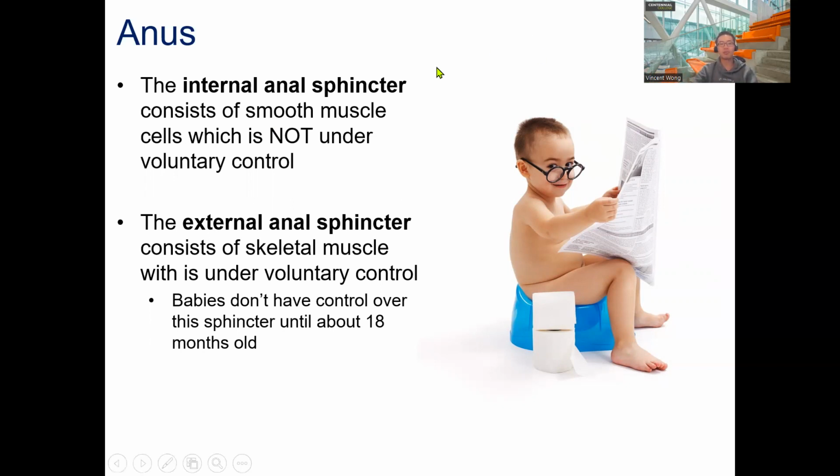They have no control over the external anal sphincter. And they actually don't have control over it until about 18 months old, a year and a half. The descending pathway, you remember we learned about that, is not fully formed yet. The myelination has not completed. So even if they wanted to send a signal to say hold it, they physically cannot do it. They don't have the infrastructure to do it.